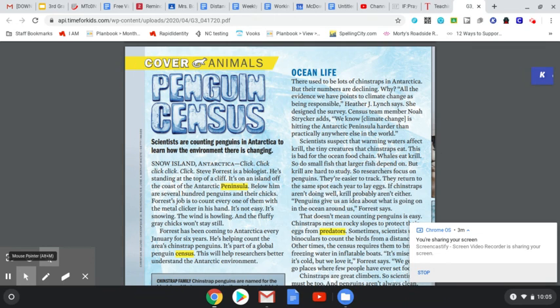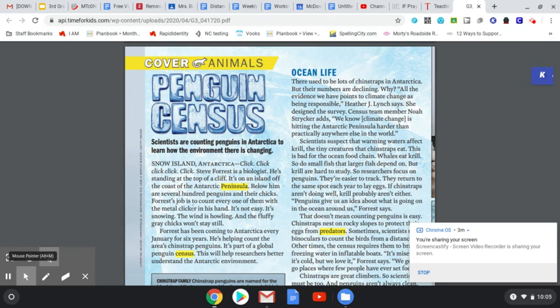Below him are several hundred penguins and their chicks. Forrest's job is to count every one of them with the metal clicker in his hand. It's not easy. It's snowing. The wind is howling, and the fluffy gray chicks won't stay still.